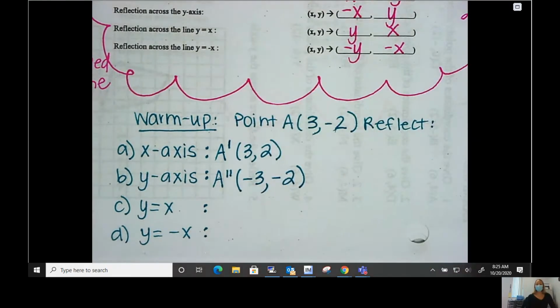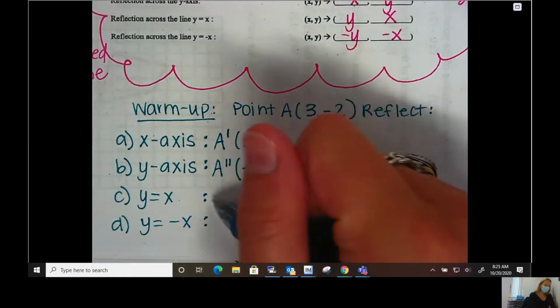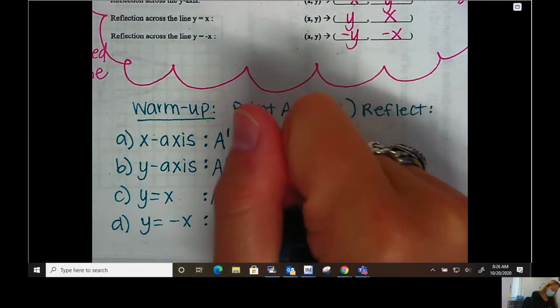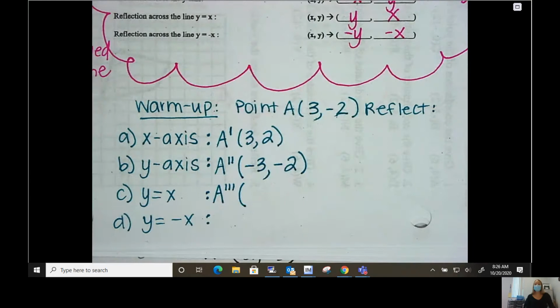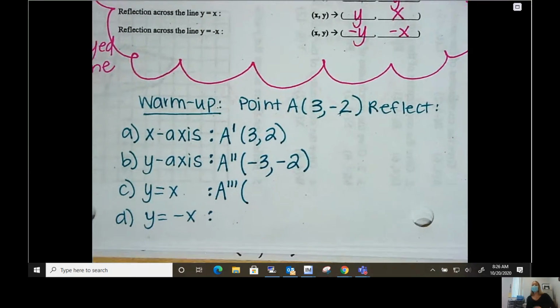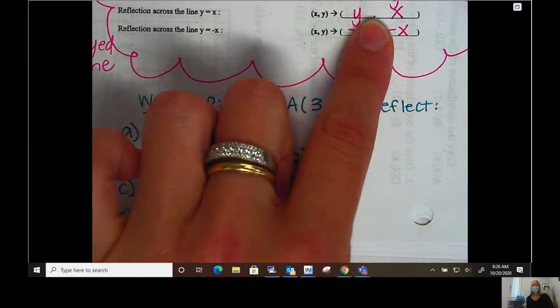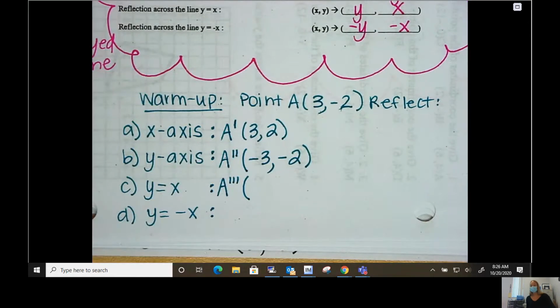Good job. Guess what we're going to call the next point? A what? I got 1 tick mark, 2 tick marks. Guess what the next one's going to have? 3 tick marks. Right, 'cause they're all different points. All right, I'm going to reflect across the line y equals x. So all I have to do is trade places. Who wants to try that one? Trading places. What do you think? -2, +3. Good.